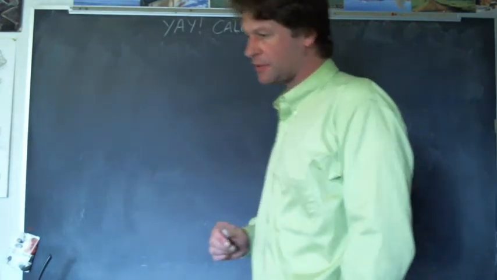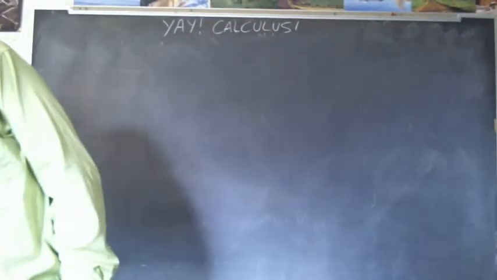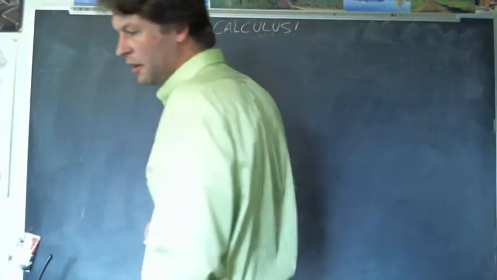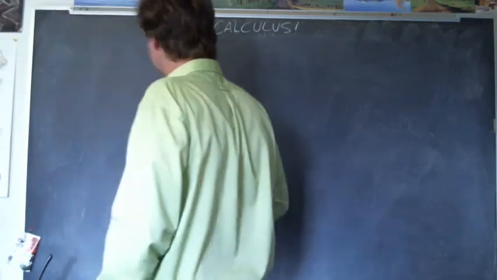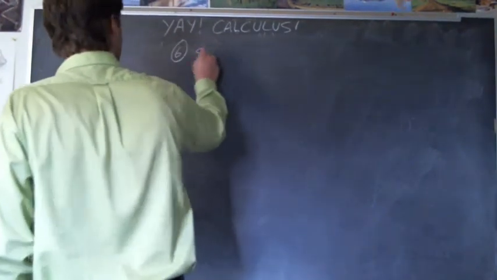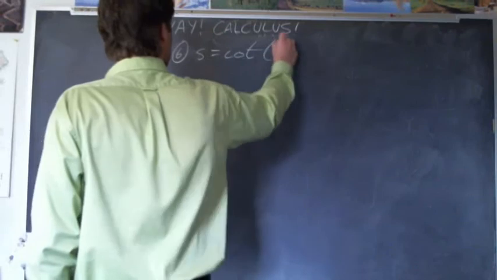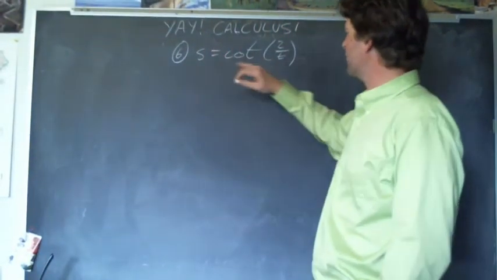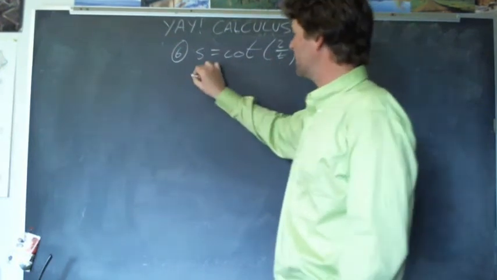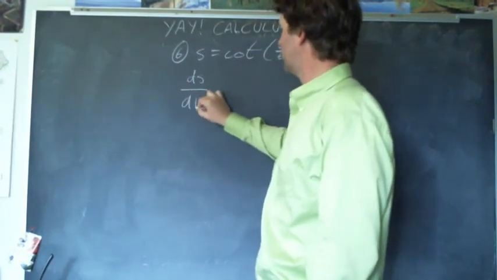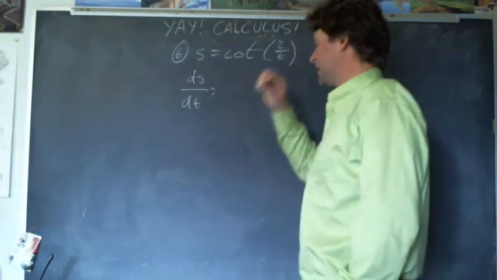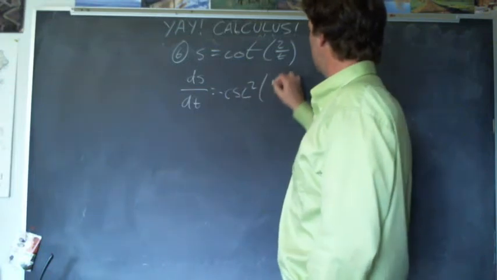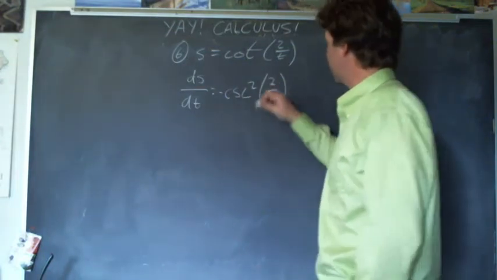And we're now doing 6 through, well, starting with 6. Here we go. Let's see, S equals cotangent of 2 over t. Again, taking the derivative of S with respect to t. So ds dt. Derivative of cotangent is negative cosecant squared. Keep our initial input and take the derivative.